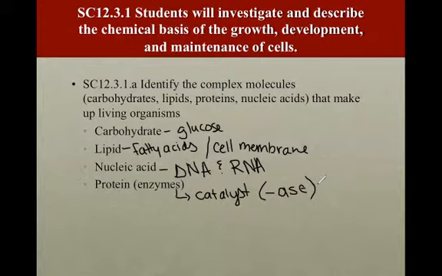What makes up a protein? What are the individual little units? Amino acids. So a chain of amino acids makes up a protein. Are enzymes proteins? Enzymes are proteins. There are some proteins that are not enzymes, but all enzymes are proteins.